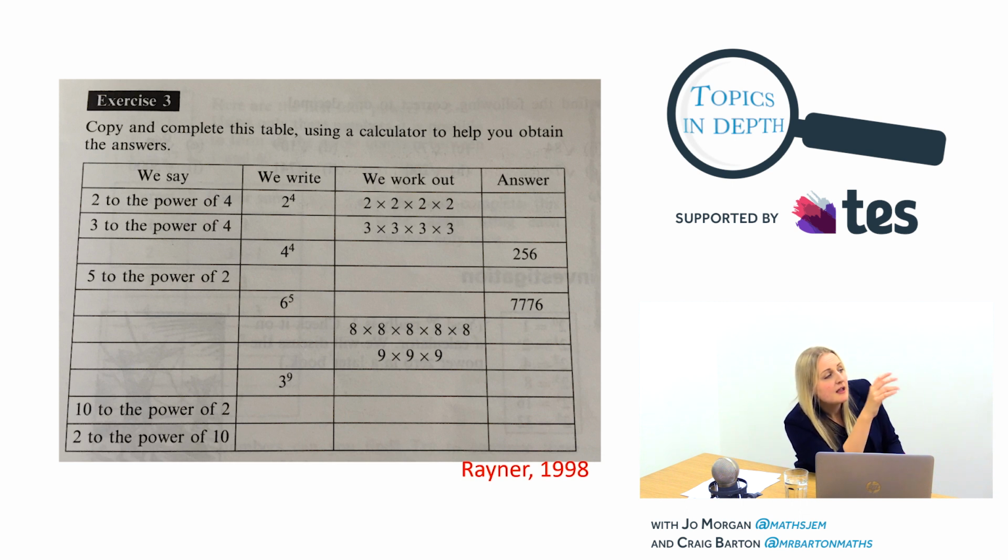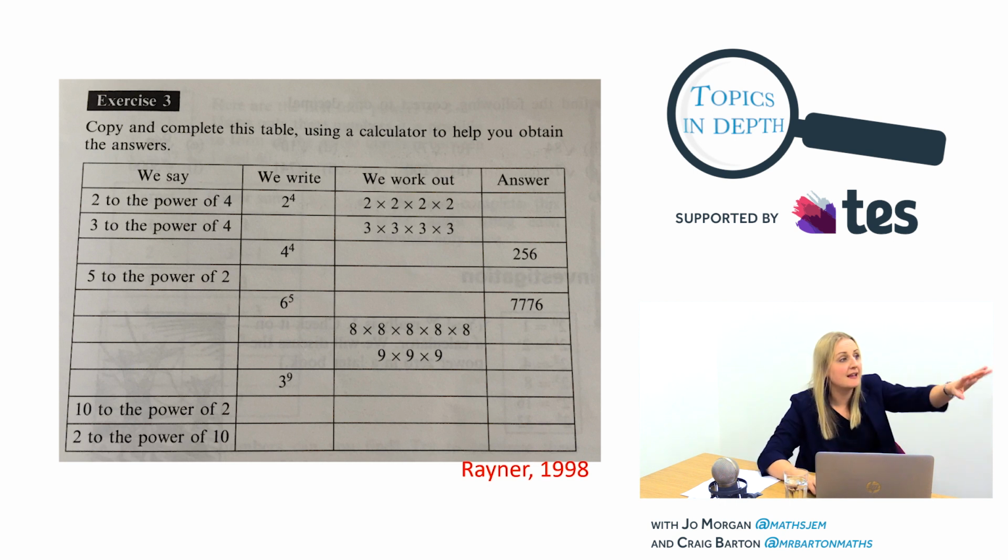So in the first one, we say 2 to the power 4. We write, and then we've got that notation. We work out this, and from our calculator, we can get the answer, because I'm not going to have them waste time working things out here. So we can go through and fill that in and notice the gaps. It's a bit like filling in the gaps where the gaps are in different places.